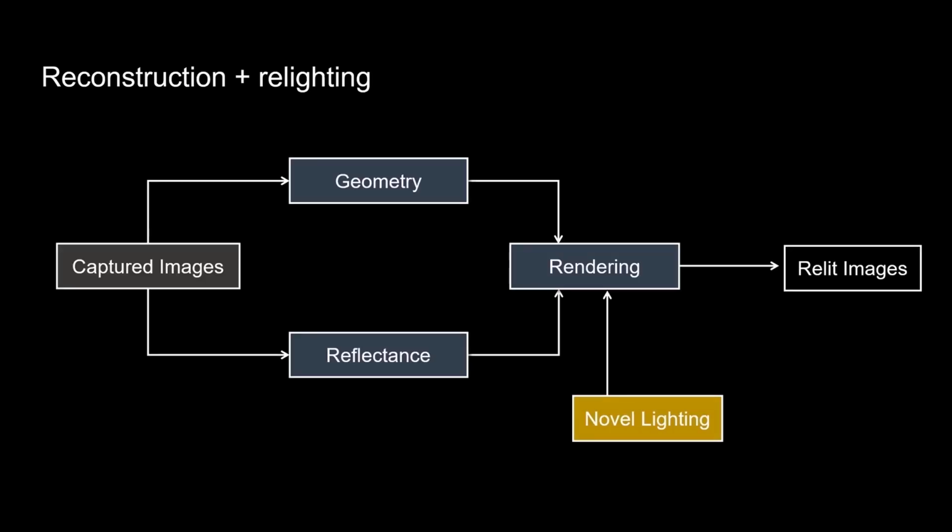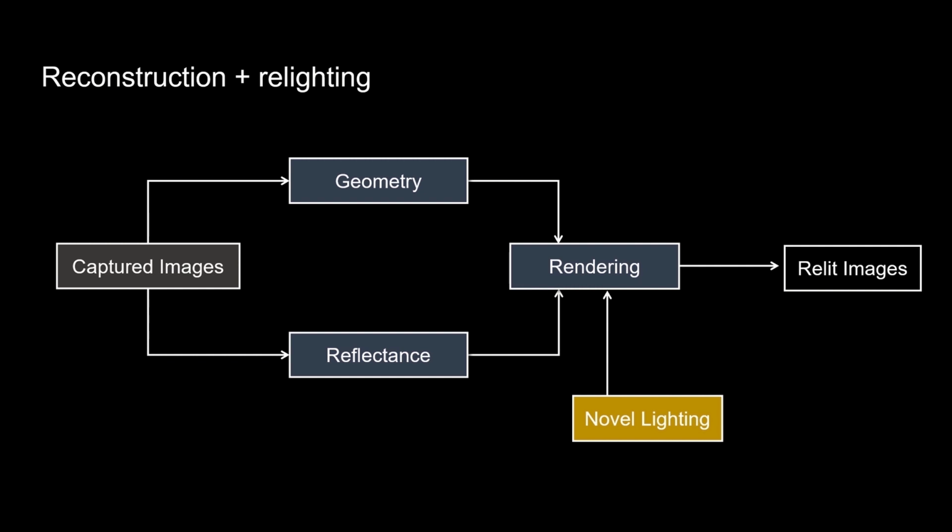And one classical way to do this is, of course, to leverage some reconstruction. We can reconstruct the geometry and the reflectance of the scene from the captured images, and then we can naturally render the scene using the recovered components given any novel lighting. However, geometry reconstruction and reflectance reconstruction are both highly challenging problems, and it's very hard to avoid rendering artifacts.